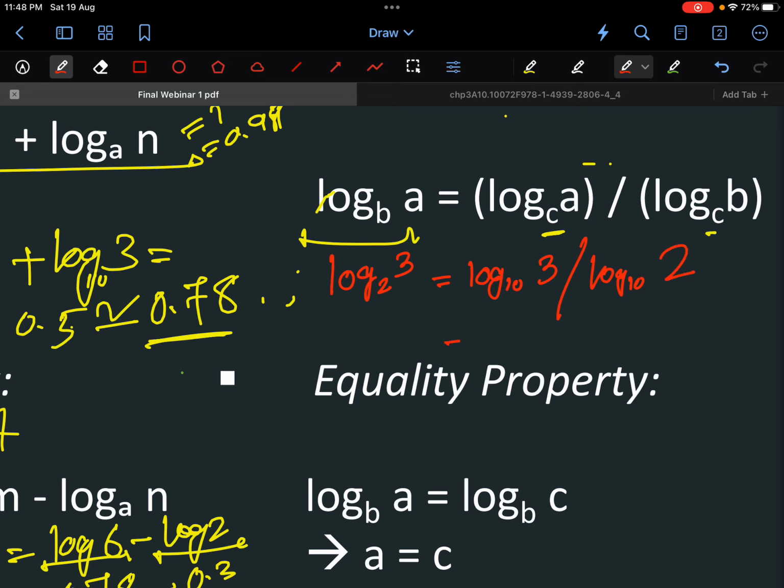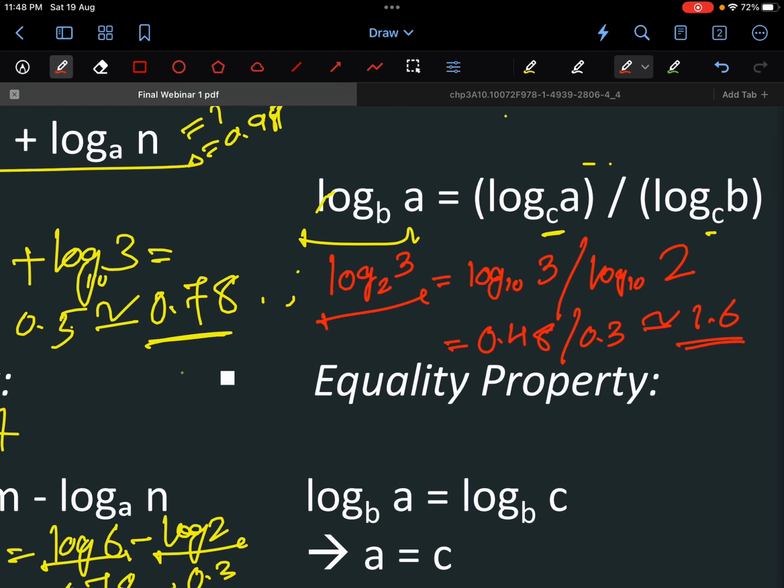Now we can solve this, right? So log 3 of base 10 is, what is the value? That is almost 0.48, divided by log 2 of base 10, which is 0.3. So the answer comes approximately 1.6, right? Yeah, 1.6. So log 3 with base 2 is equal to 1.6, and you can also check it in the calculator.